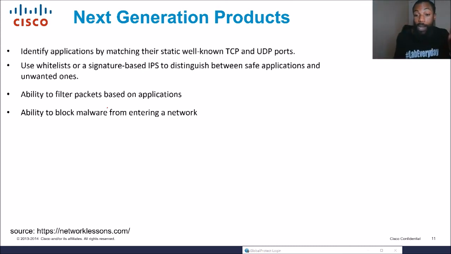What's a whitelist? A whitelist is the opposite of a blacklist. Blacklist is like the bouncer at the nightclub again. He has this list of people that can't get in. That's the blacklist. The whitelist is obviously people who can come in, who's able to access the network. Or signature, we said what signature is, right? Signature is basically the wanted posters, for the IPS to distinguish between safe applications and unwanted ones.